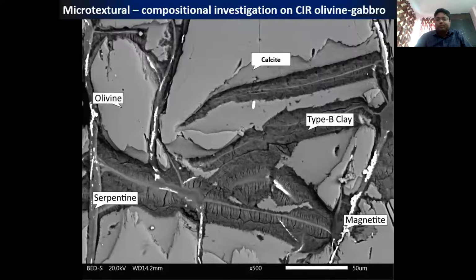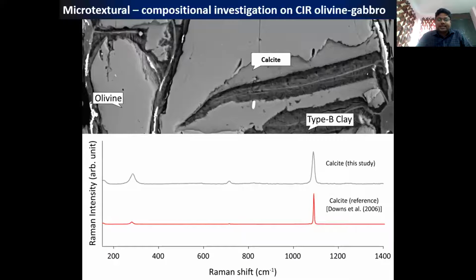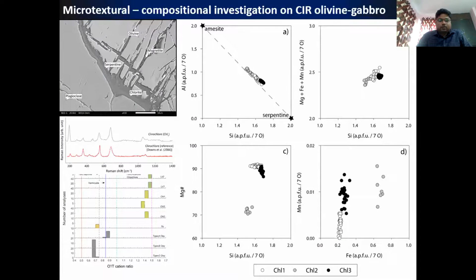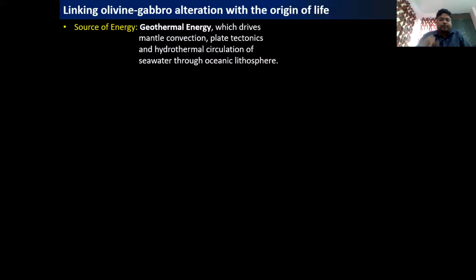First, you are getting a serpentine mineral. Second, you are getting a clay mineral. And finally, you are getting a carbonate mineral. And this is calcite, actually, as confirmed by Raman. And also we got chlorite.